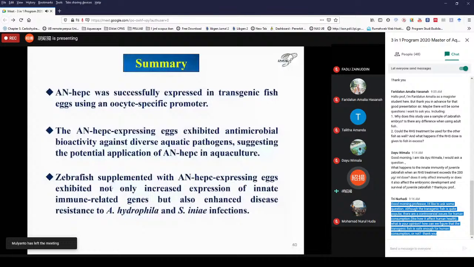Okay, in the third part, I introduce using the zebrafish as a model to study the antiviral mechanism of NNV, nervous necrosis virus infections. I think in the previous lectures I already briefly introduced the nervous necrosis virus NNV. I introduce it again.